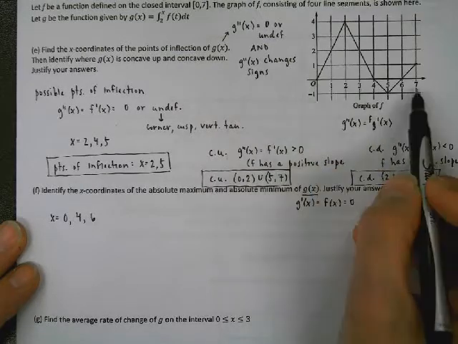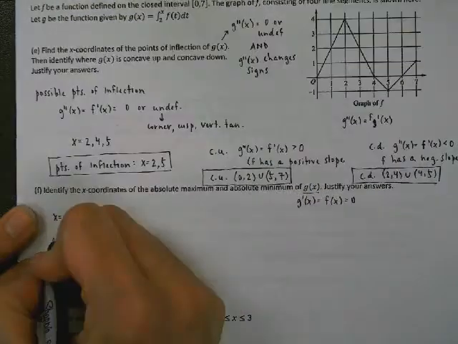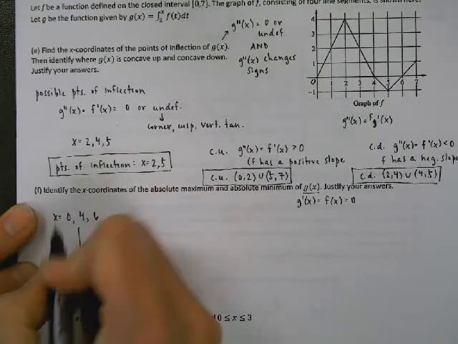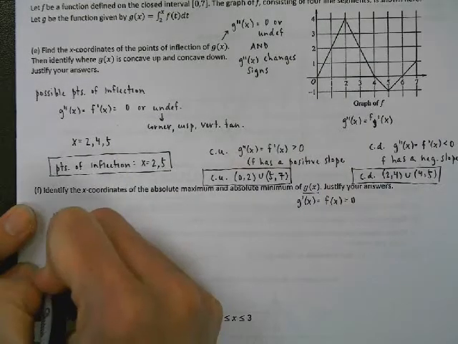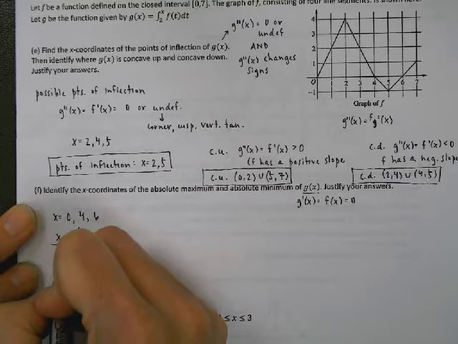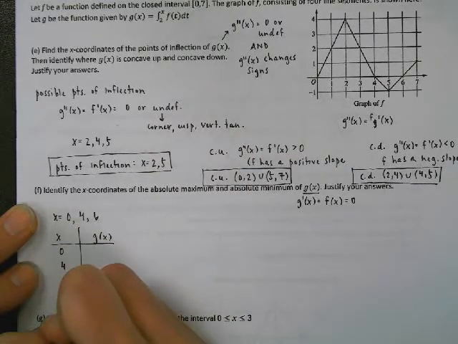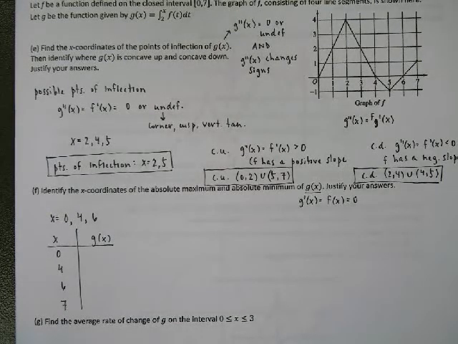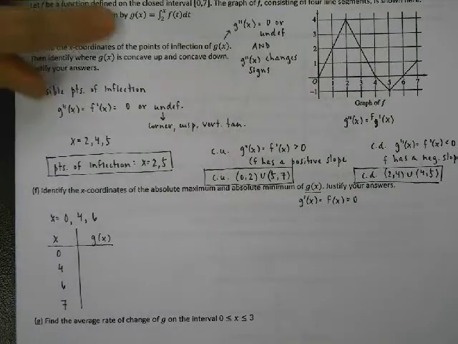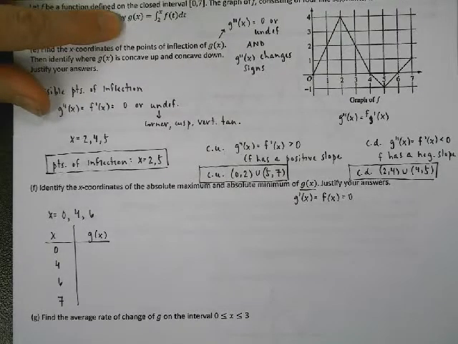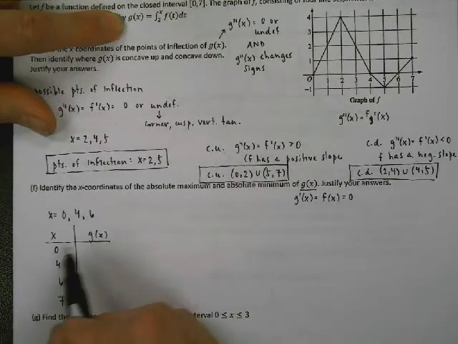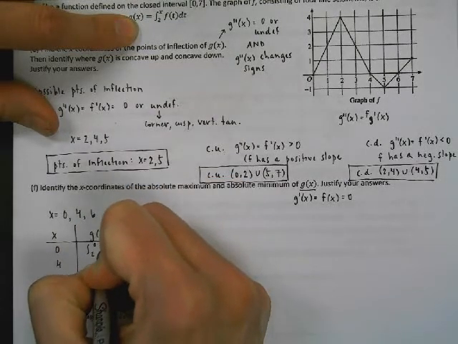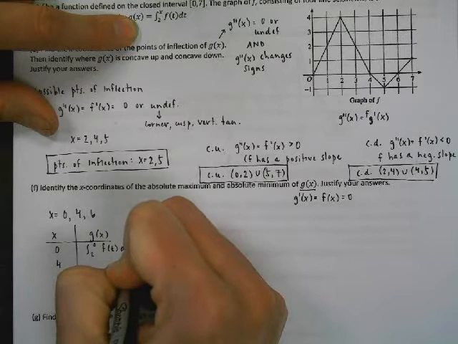So I'm going to make a table here. I'm going to find x and g of x. Again, I'm going to include my endpoints, 0, my critical points, and I'm going to include 7. And now we're going to calculate those values of g to find out where our absolute extreme values are. And to do this, we're going to have to use the definition of our accumulation function. So for g of 0, what I'm calculating is the integral from 2 to 0 of f of t dt, which I know is going to be the opposite of the integral from 0 to 2.